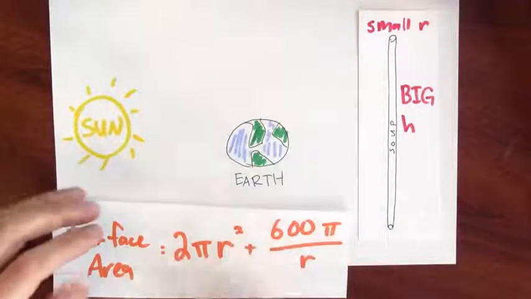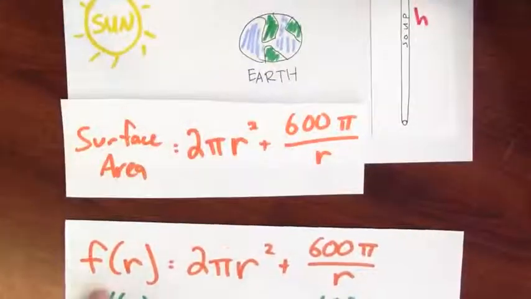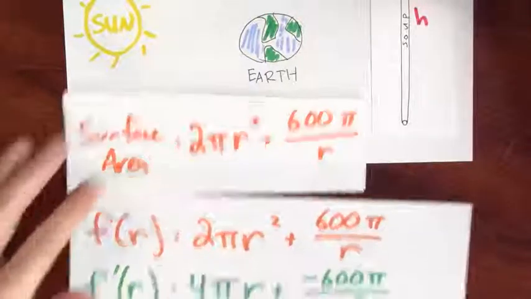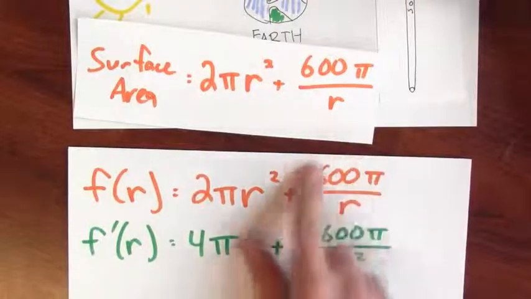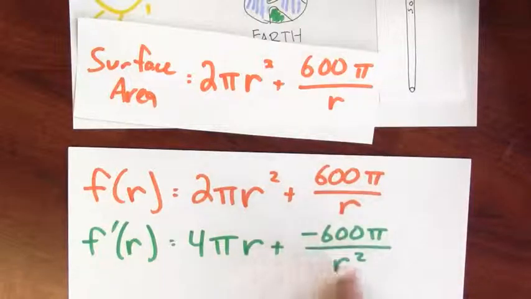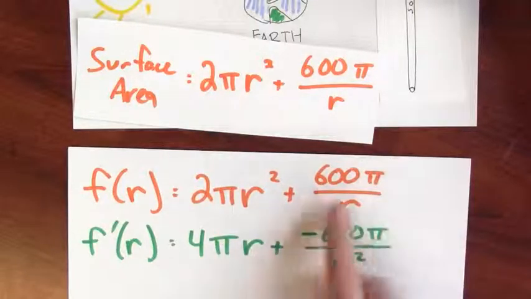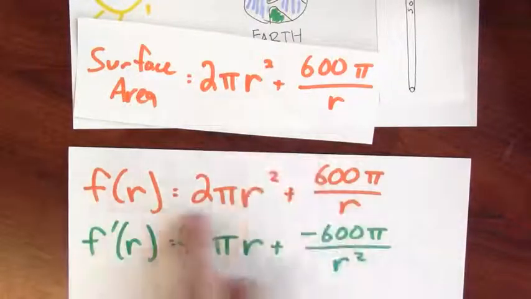Okay, so I'm going to think of the surface area as a function of a single variable r, right? Here it is. F of r is 2 pi r squared plus 600 pi over r, and I'm going to differentiate, and here's the derivative. I differentiate 2 pi r squared to get 4 pi r, and I differentiate this number divided by r. Well, the derivative of 1 over r is negative 1 over r squared, and then I multiply by 600 pi. So this is the derivative of this.